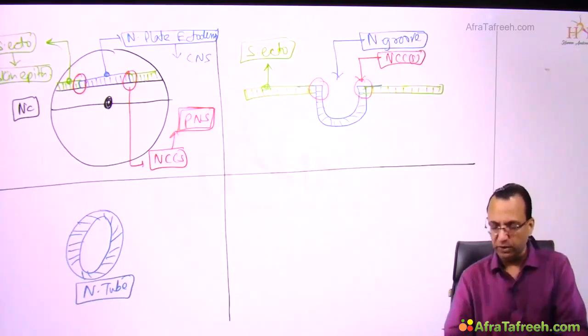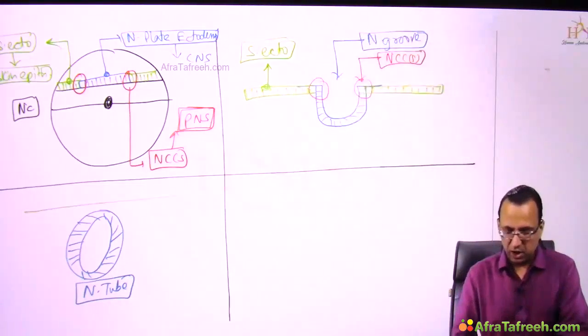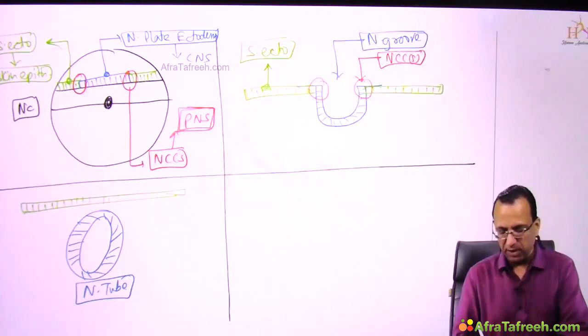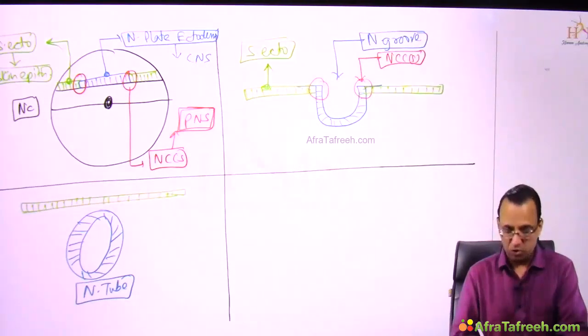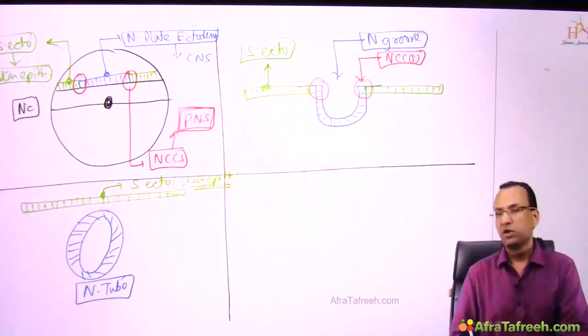What has happened to the surface? Some gap was created. That gap will be filled by the fusion of the surface ectoderm in the midline. No more gap now. And this surface ectoderm was actually forming the skin epithelium once the neural tissue has detached from the dorsal surface.